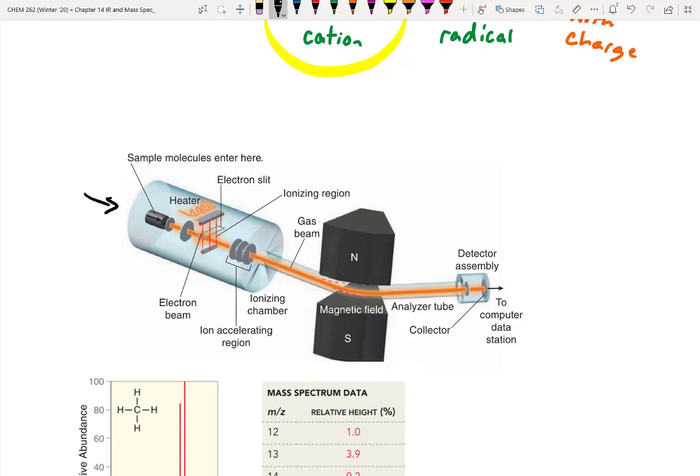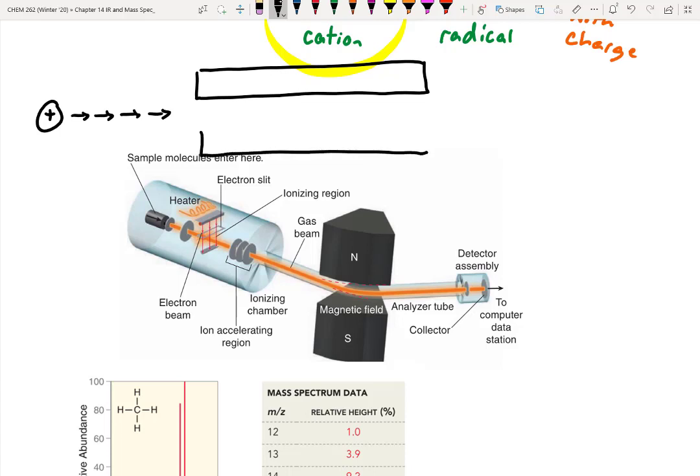Let's take a look at why this magnetic field works. So let's say I've got my positive charge, right? I'm just going to simplify that as a positive charge with a circle around it. And it's going through your mass spectrometer like this. And then all of a sudden, you've got these magnets above and below. Let's say this magnet up here is your positive pole, and down here is your negative pole of your magnet. What do you think is going to happen to that positive charge as it's getting flung through? It's going to gravitate towards the negative side, right?